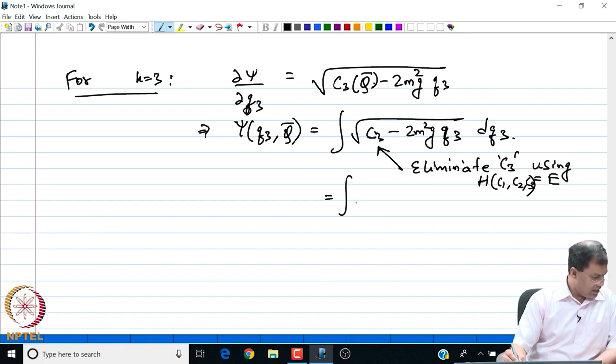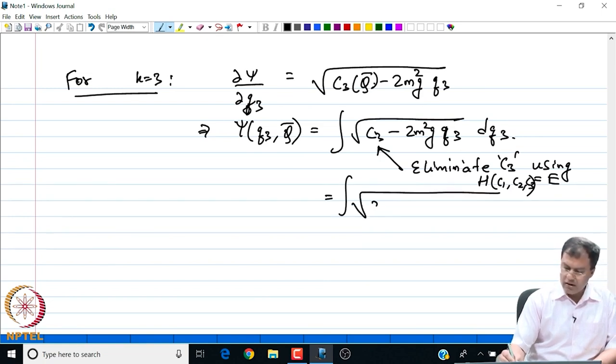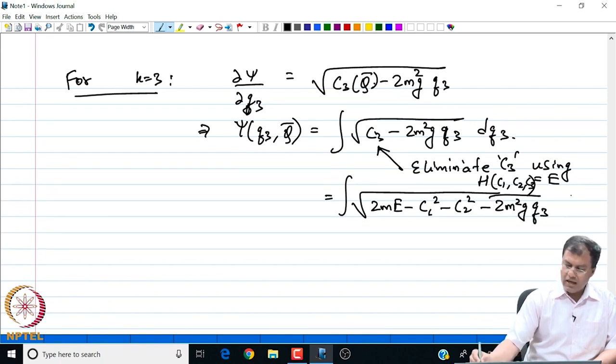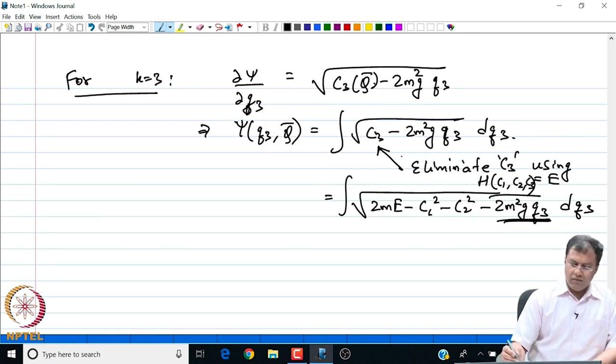my psi3 is the integral of the following quantity: the square root of 2mE minus c1 square minus c2 square, these are all functions of capital Q, minus 2m square g q3, and then we integrate with respect to q3. Now, see that this integration is with respect to q3, where q3 appears only in one place. So, this is far simpler, almost similar, but we have eliminated one constant. Okay. So, I am going to write down the answer.